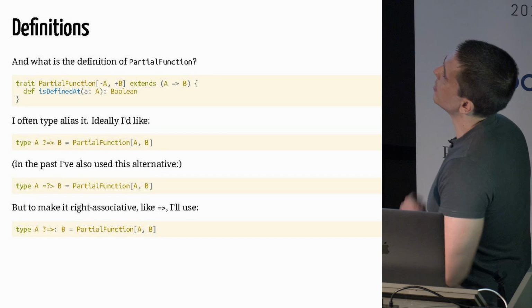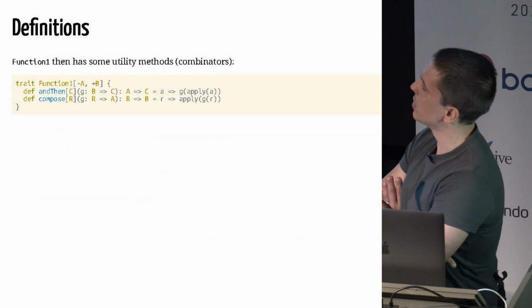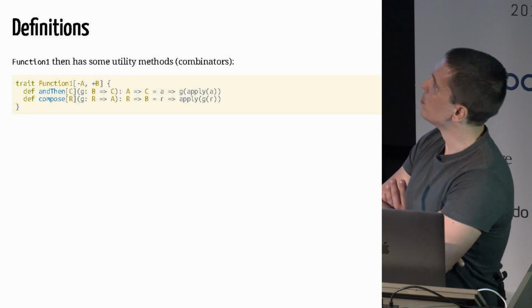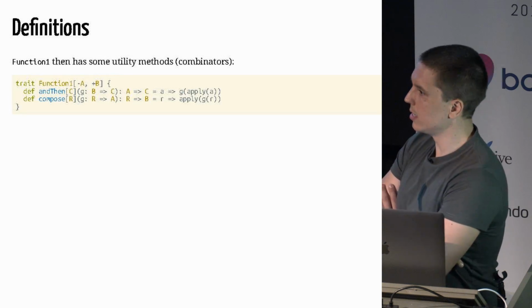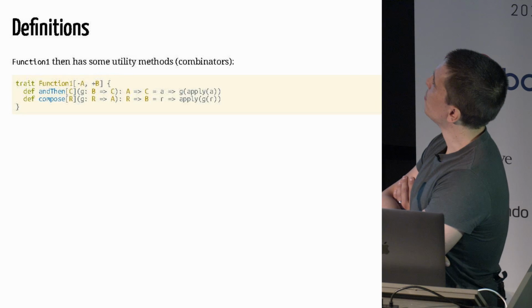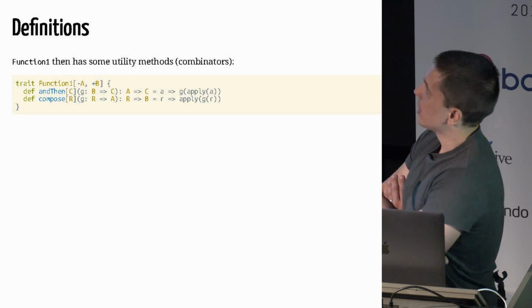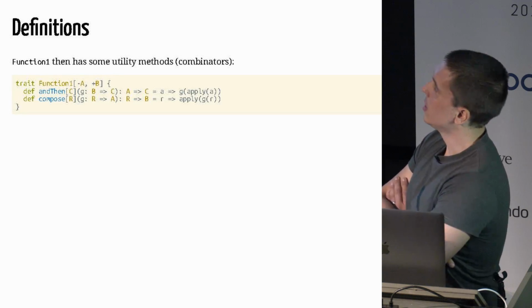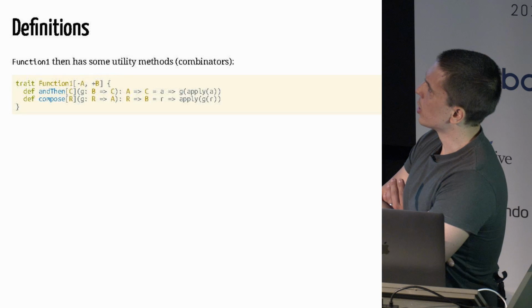So we'll jump back to Function1. Function1 has these added methods. Some of them were present in the keynote yesterday. These are combinators, which allow you to combine functions together. And we have it in one way and the other, and some of them work better than others.